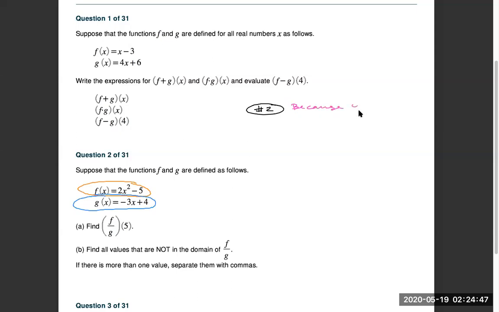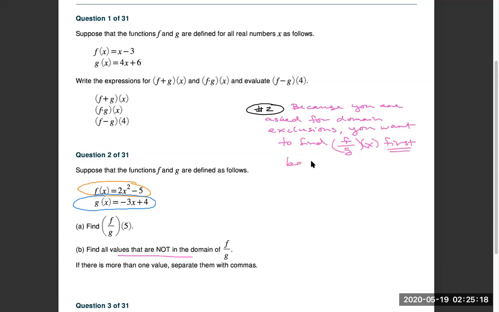Because you are asked for domain exclusions, just meaning values that aren't in the domain of your function, you want to find f divided by g of x first in this problem before part A. So before finding f over g of 5, in my experience, it just saves you some time, but might not. Just try it and then let me know.